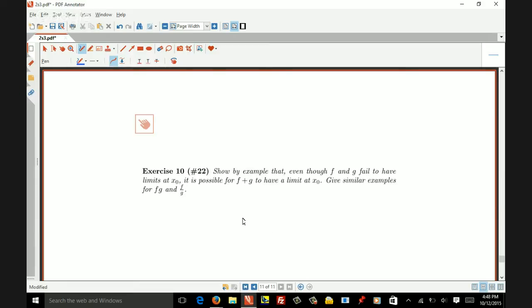The answer is no. Okay, really quickly on this one, show by example that even though f and g fail to have limits at x0, it is possible for f plus g to have a limit. So if I choose f of x to be equal to 1 over x and g of x to be minus 1 over x, then what is f plus g? 0. That's going to have a limit. So that shows f plus g can have a limit. Give one for f times g.